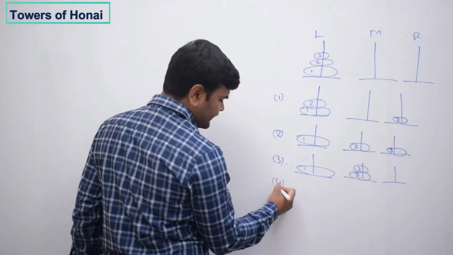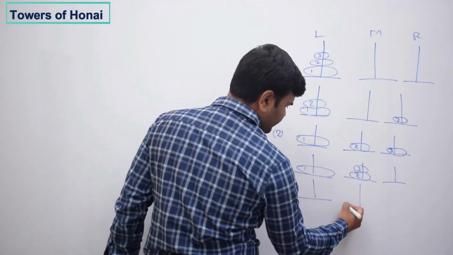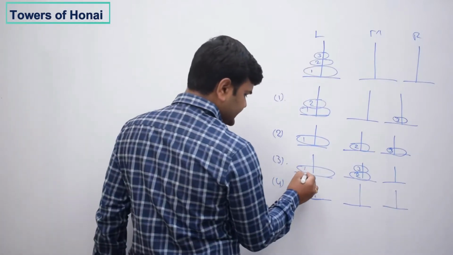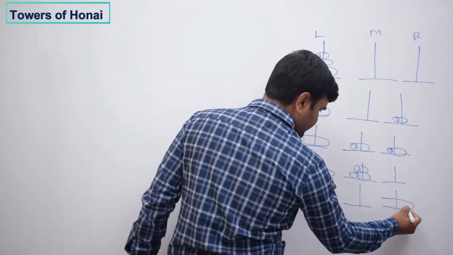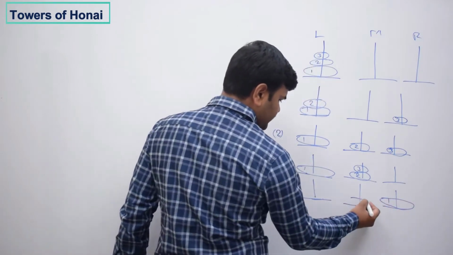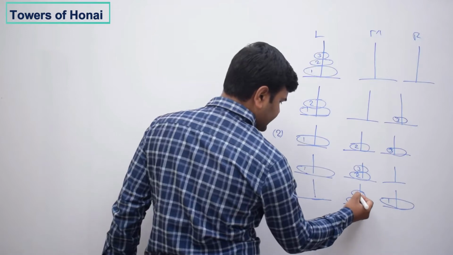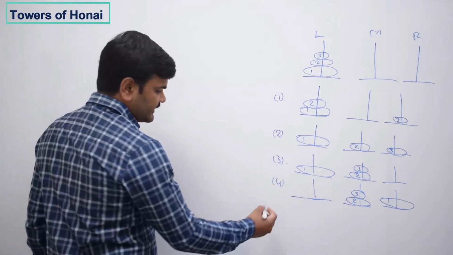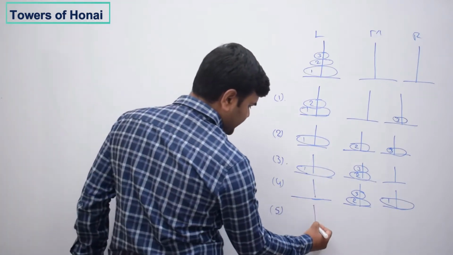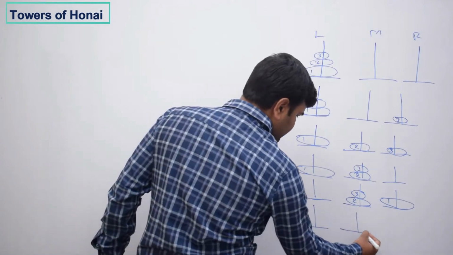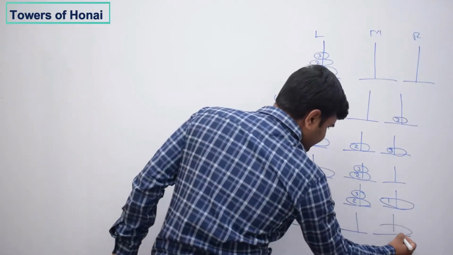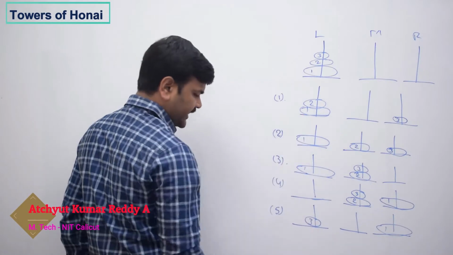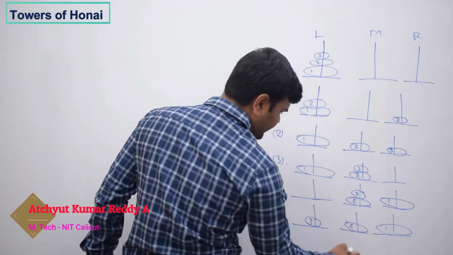Then what is the fourth movement? The first disc we are shifting to the right. Now the second and third are at the middle. So this is the status after the fourth movement. In the same way, in the fifth movement, 1 exists here, and 3 we are shifting to the left, and 2 is at the middle only.